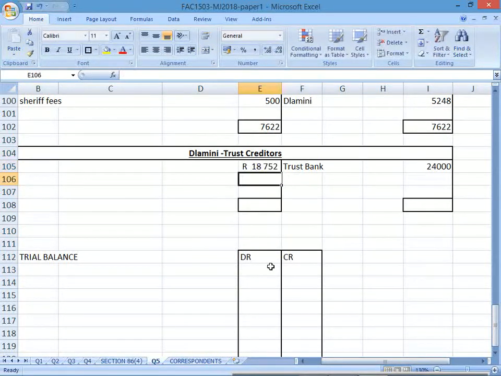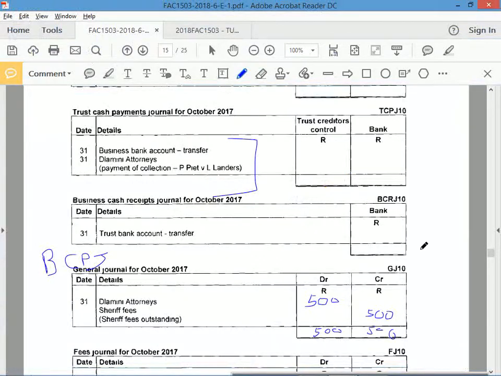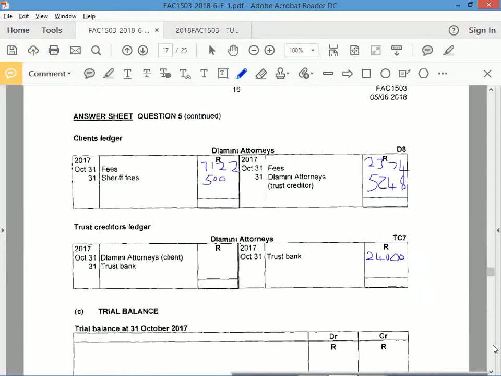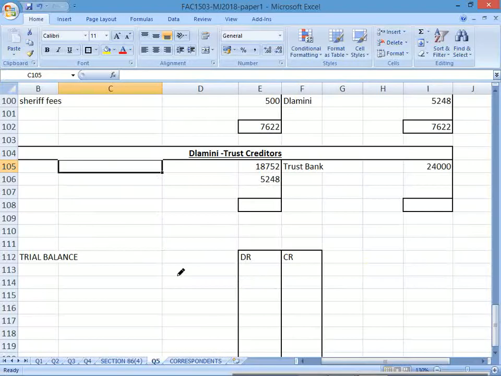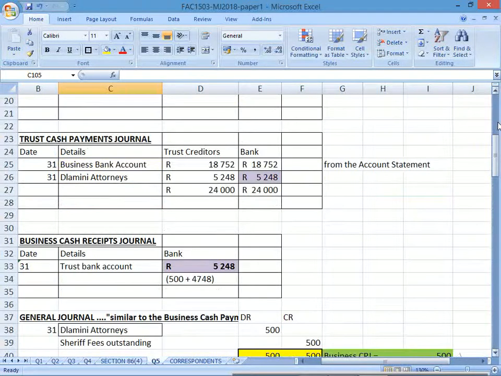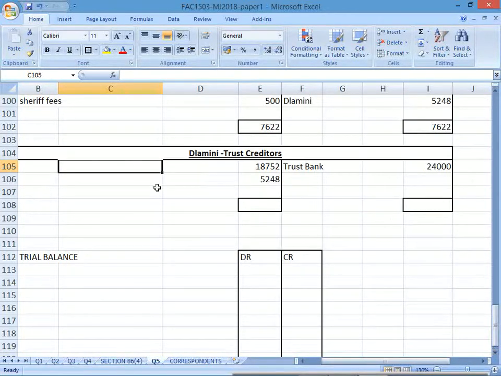D25, D26. Okay. And that reference was Glamini Attorneys and Trust Bank. Which one was which? Let's go back and check. Glamini was the smaller amount. Glamini and Trust Bank here.